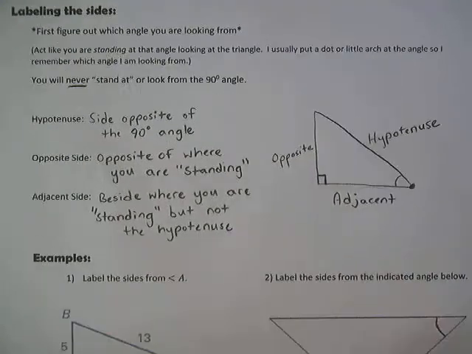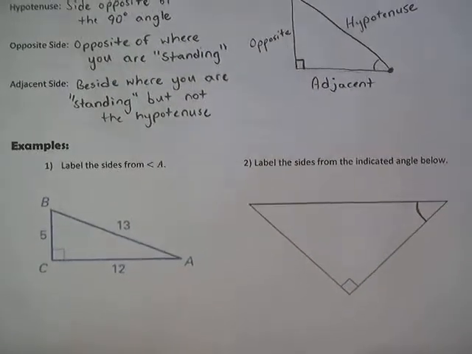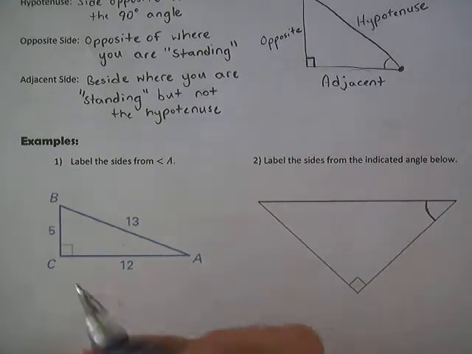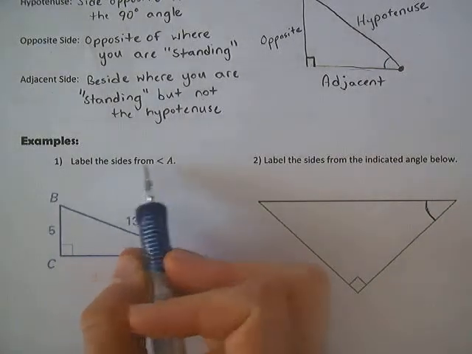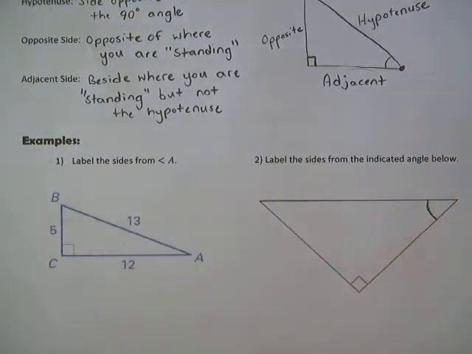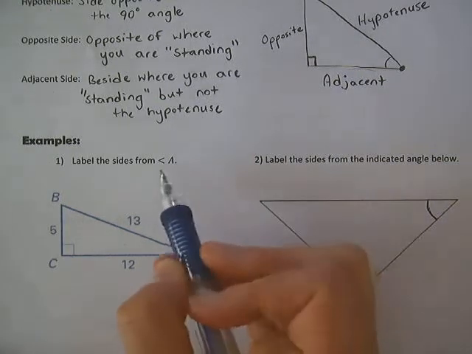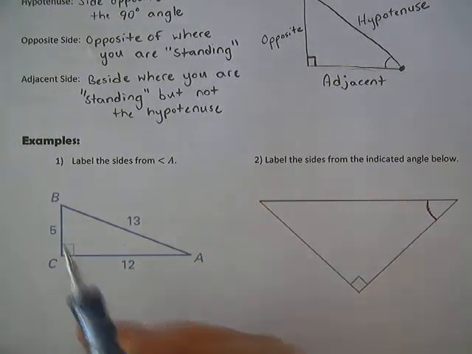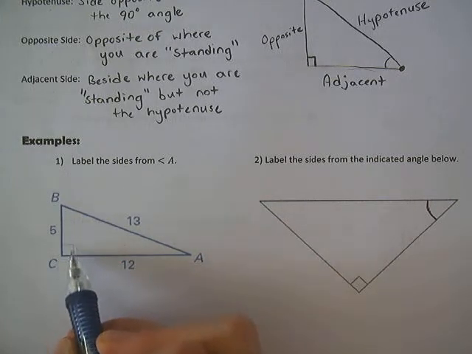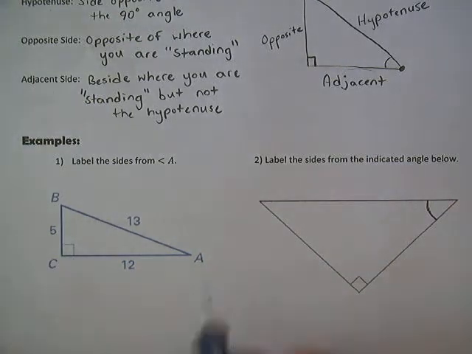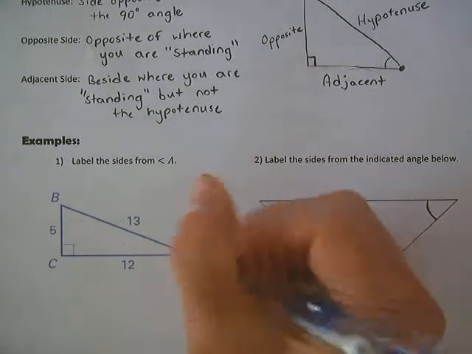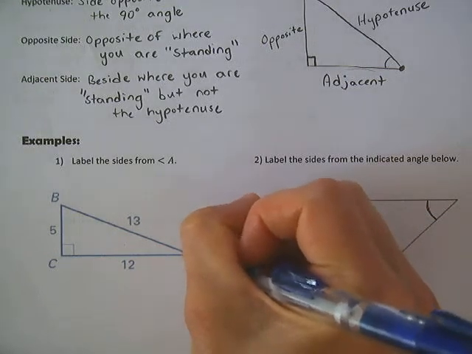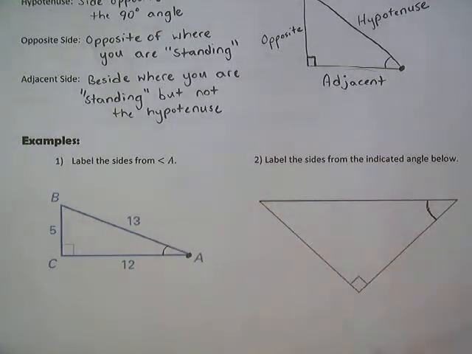Okay, and so let's look at these two examples I have right here and let's practice labeling my sides. All right, so for number one, it says label the sides from angle A. So like I said, with these problems, a lot of times they're going to tell you which angle to go from. And so in this problem, they're telling you to go from angle A. And so look at your triangle. Notice it is a right triangle because it has a right angle there. And then I see angle A is right there. So again, you can either put a little dot where angle A is, or some people like to put a little arch in the actual angle part. Either way is fine. And then we're going to just practice labeling our sides, all right?